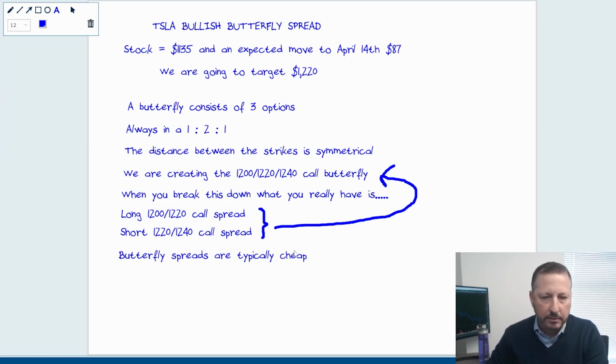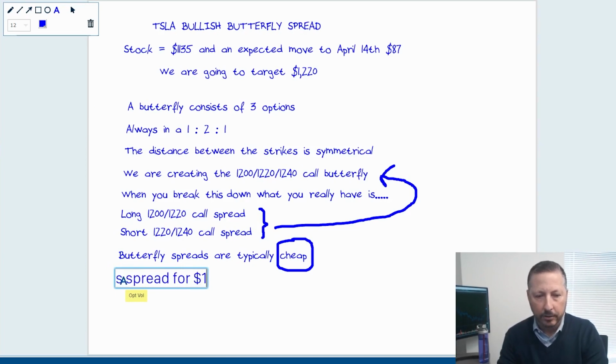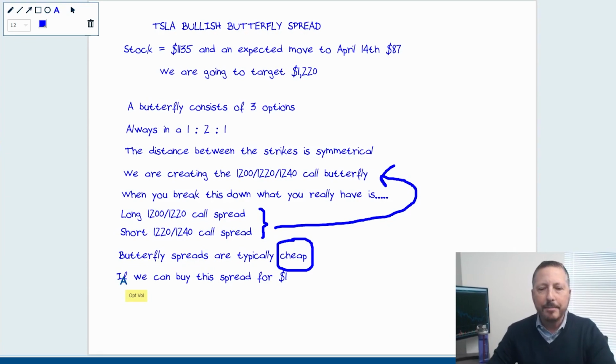What does cheap really mean? Well, how do we measure expensive or cheap? We have to measure that really by the reward to risk. Exactly, the reward to risk. So when I say this is cheap, if we can buy this spread for $1, what is the maximum value of this particular butterfly, the 1200, 1220, 1240? What is the maximum?